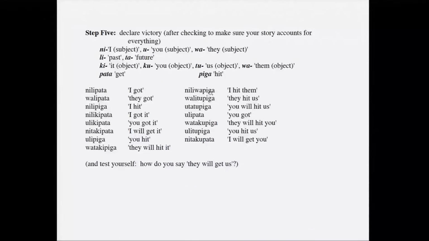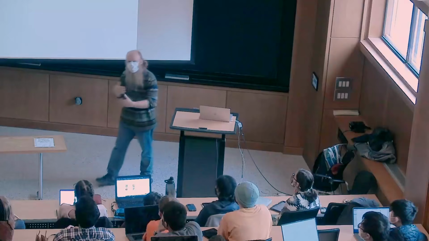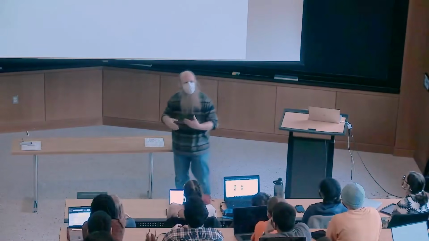And then, maybe similarly, keep sorting them by their affixes. And if you kept doing that, you would discover that there was a subject prefix at the beginning that's either ni or u or wa, right? And then that there is a li prefix for past and a ta prefix for future, right? And that there are also prefixes for the objects, yeah, ki and ku and tu and wa. So if we kept doing what we were just doing, this is where we'd eventually end up. That's the analysis we would end up with.